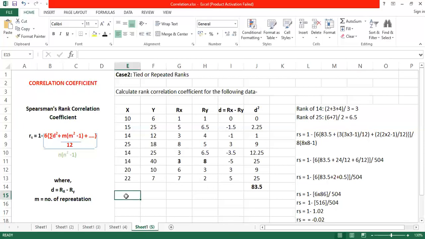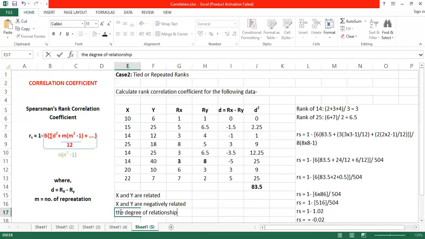Right? Now, we are supposed to answer three things. First, X and Y are related. Second, X and Y are negatively related. Finally, the degree of relationship is 0.02.